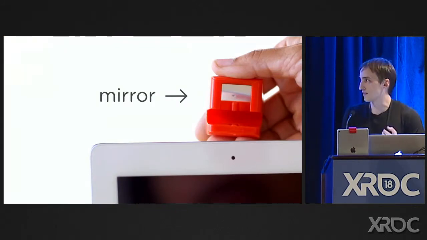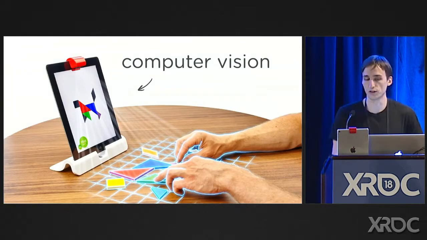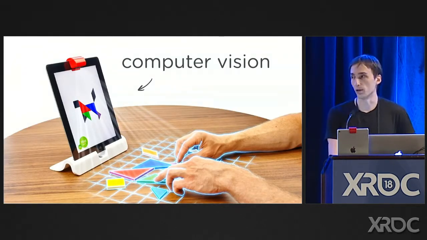As I said, it's just a plastic mirror that we put on top of the iPad. And from there, we can use computer vision to understand what's happening on the table.